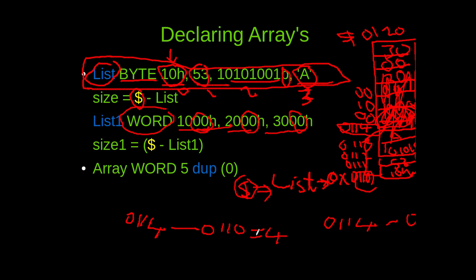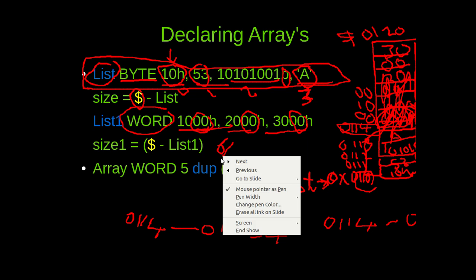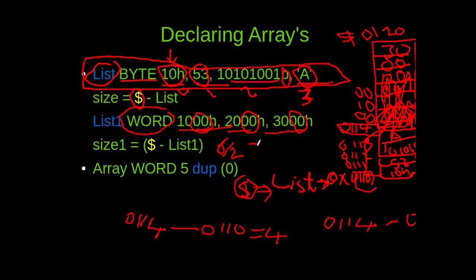This should give me what? 6. So this size in bytes is 6. If I want to know how many elements, because it's a word, 2 bytes, I divide by 2 and it's gonna give me 3. This is the current location pointer. One way to declare arrays this way, I have to use the current location pointer to find the size.